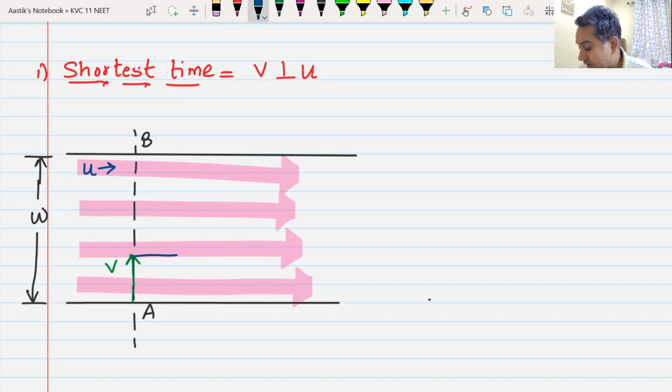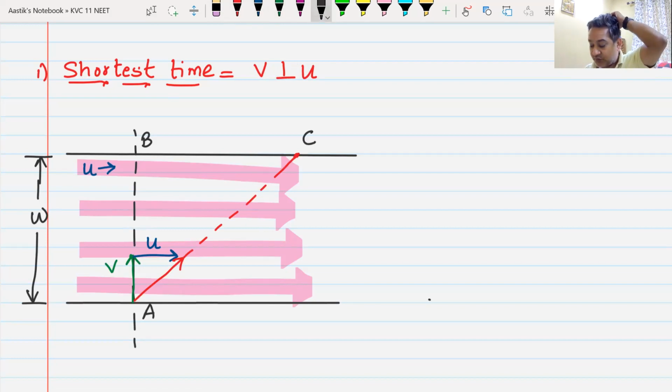The river velocity adds up and his net velocity becomes like this, and it does not reach point B, he reaches this point, point C. This is what you need to remember. V and U: U is the velocity of river with respect to ground, V is the velocity of man with respect to river.